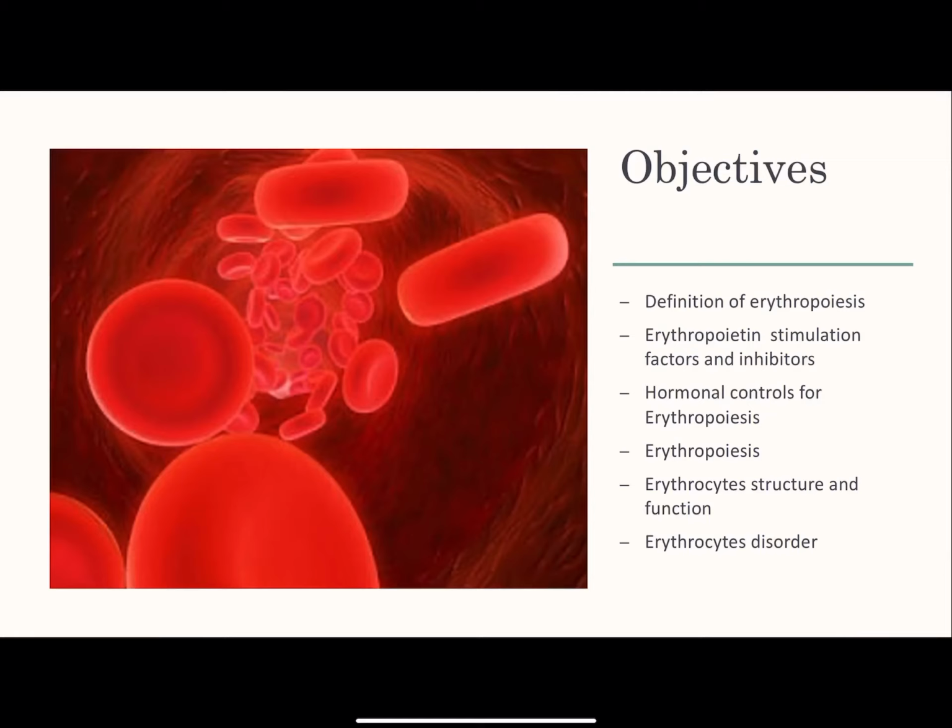These are the objectives for the presentation. First, to define the meaning of the word erythropoiesis. Then, erythropoietin stimulating factor and inhibitor. Then the hormonal control for erythropoiesis, then the process of erythropoiesis, erythrocyte structure and function, and finally erythrocyte disorder.